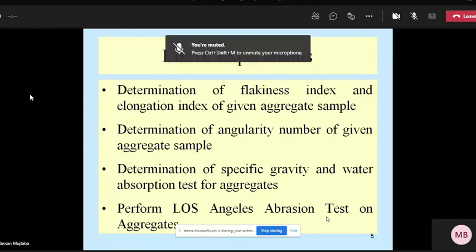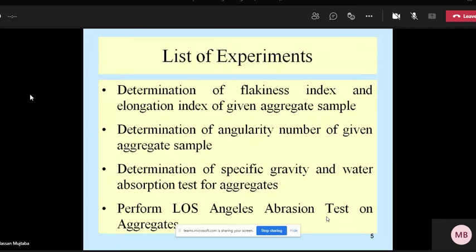So determination of the flakiness index, or the second one, elongation index, as the name indicates, is concerned with the length. So the elongation index deals with the length. Any particle whose length is 1.8 times greater than the mean size of the particles, the mean size of the other two dimensions, is an elongated particle. And on that basis you are going to find the elongation index.